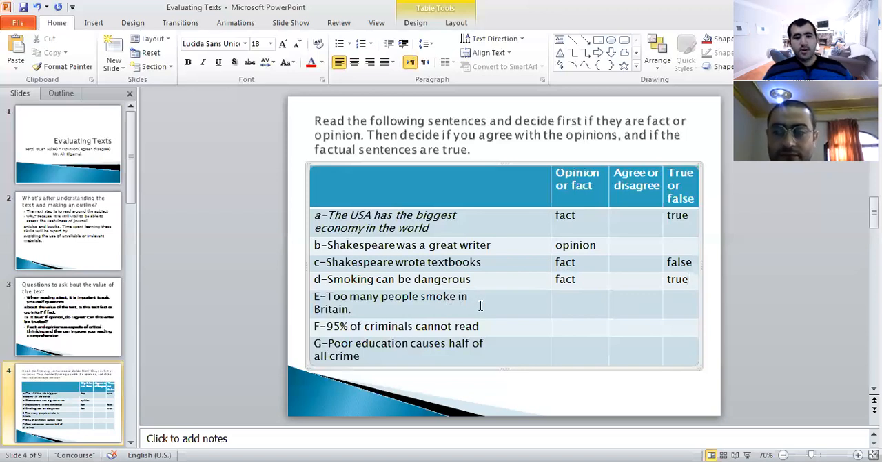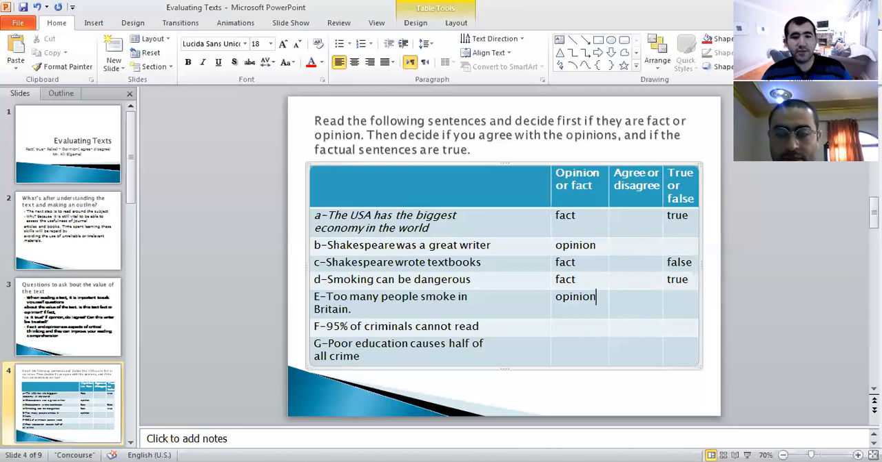Too many people smoke in Britain. I think too many people smoke in the whole world, not only Britain. I think this is a fact, but I'm not sure if it's true or not because I'm not sure of the numbers. So this is an opinion, because I couldn't figure out the numbers.